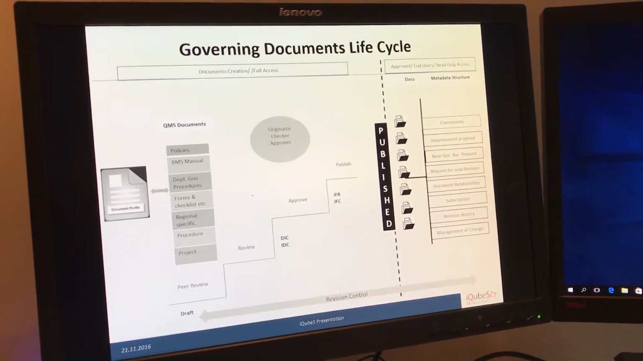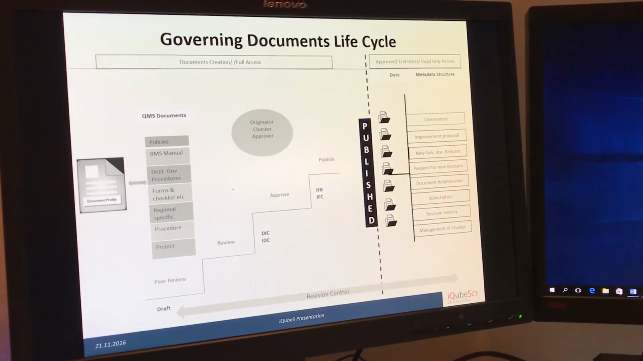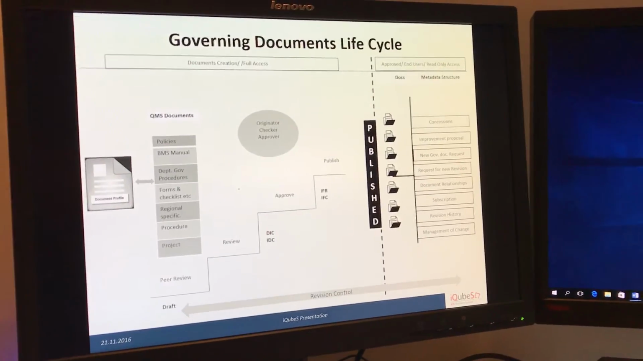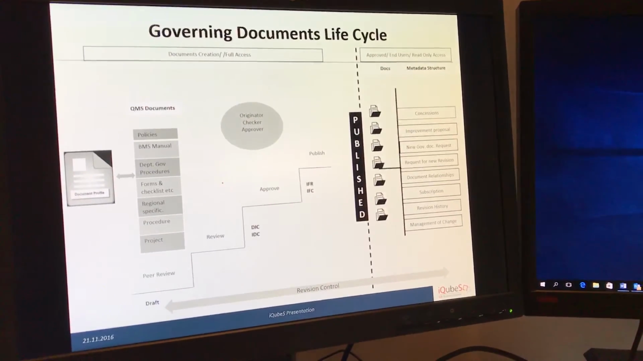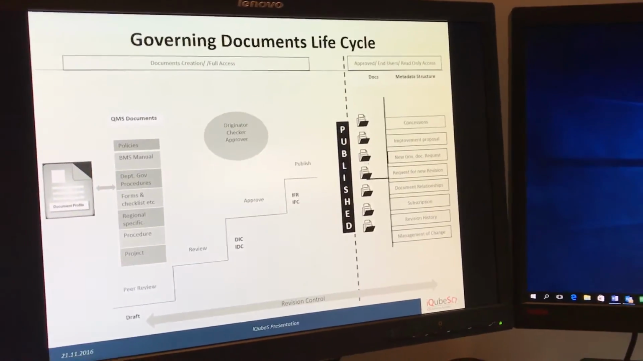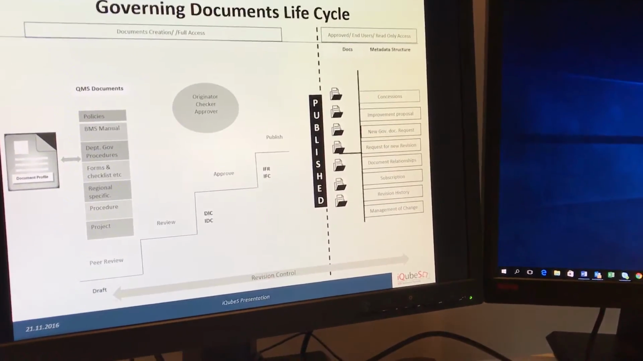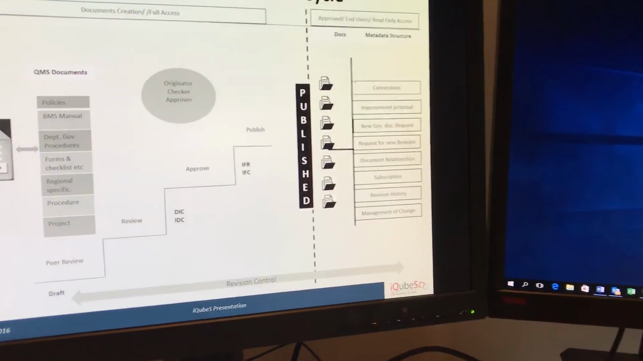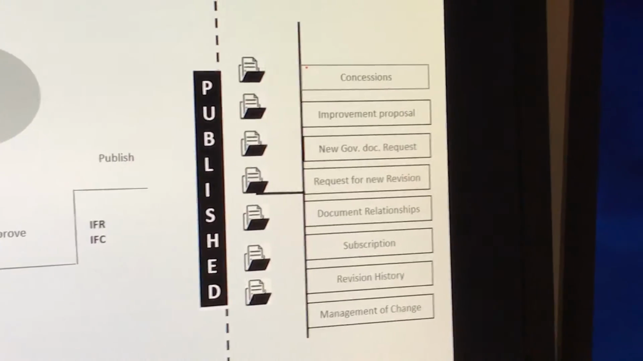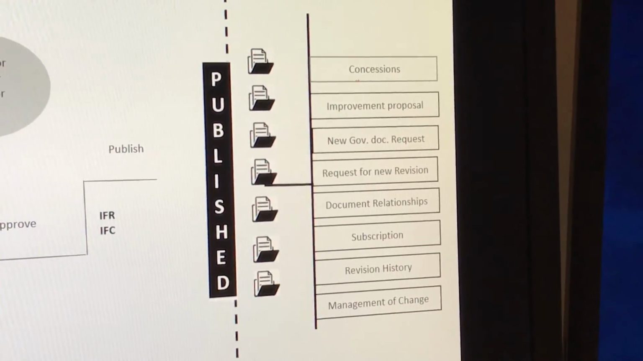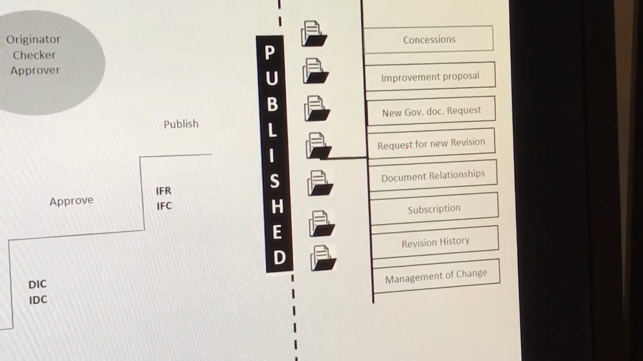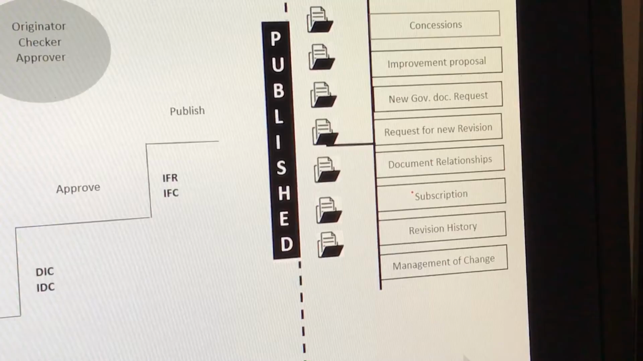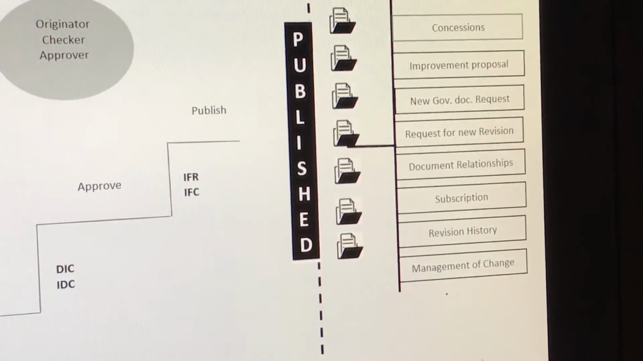The approver actually is the person who formally approves the document. And then if the document controller had selected to publish it in both PDF and native format, documents are published into the published governing document library. In the published governing document library, I'll focus here now. There are multiple operations available like submit concessions, improvement proposal, new governing document, request for new revision, document relations, subscription, revision history, and management of change.